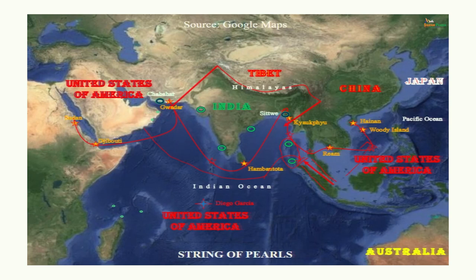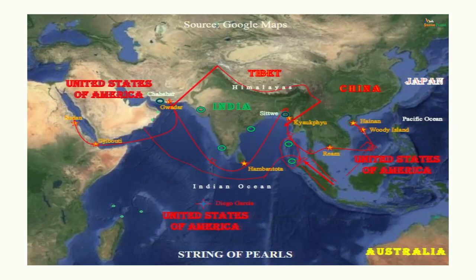Of course, this term was coined by Western scholars and not by China itself, but it's a very interesting coinage. Now there are pearls. What are pearls? Pearls are naval bases or ports, deep sea ports developed by China in the South China Sea and the Indian Ocean. So these are like pearls, and if you connect these pearls, you will see it looks like a string.